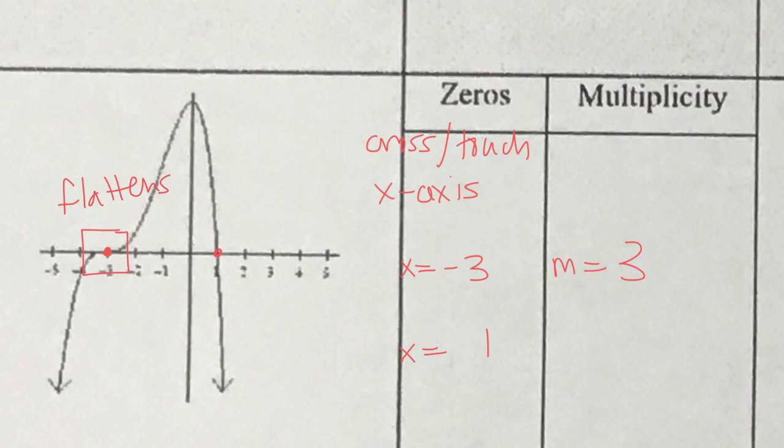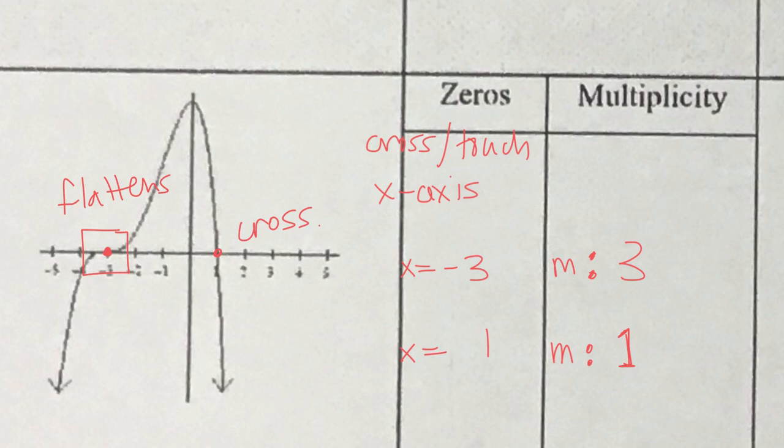At negative 3, the graph flattens, and when it flattens, that means we automatically have a multiplicity of 3. M is not slope. Maybe I shouldn't write m equals. Maybe I should do m colon or something, because multiplicity is 3. And our multiplicity at positive 1, where the graph crosses the x-axis normally, is 1.